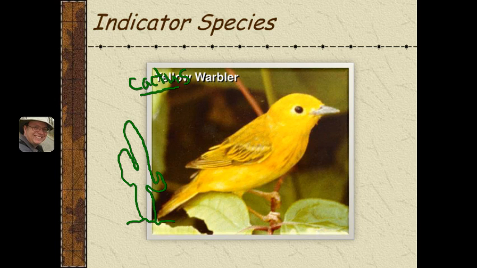And when you see this kind of cactus, which is called a saguaro cactus, you know that you are in the Sonoran Desert, because the saguaro cactus only grows in the Sonoran Desert. Okay, and so it is an indicator species of the fact that you're in that particular ecosystem.